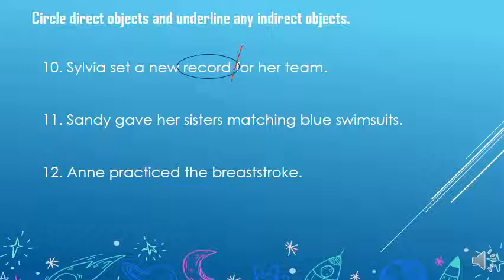Sandy gave her sisters matching blue swimsuits. What did she give her sisters? She gave them swimsuits. Okay, Sandy gave swimsuits to her sisters. So her sisters is the indirect object, and swimsuits is the direct object. So, Anne practiced the breaststroke. This is in swimming. So what did she practice? The breaststroke. This is a clear direct object.